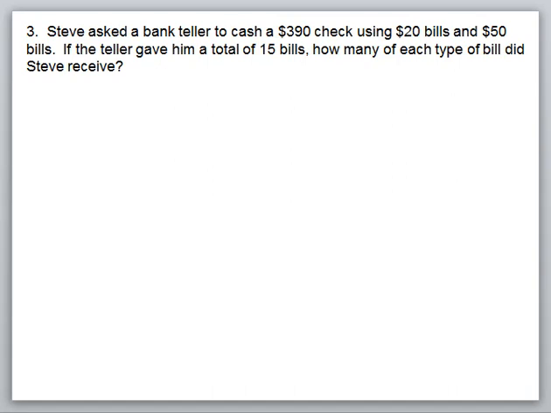In this first example, Steve asked the bank teller to cash a $390 check using 20s and 50s. The teller gave him a total of 15 bills. So we've got two totals here, and I always like to find my totals. I've got the total of $390, and I've got the total of 15 bills being given out. I'll go ahead and call the x the $20 bills and the y the $50 bills.